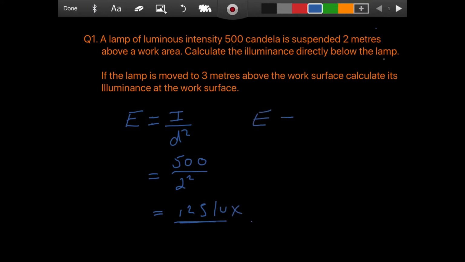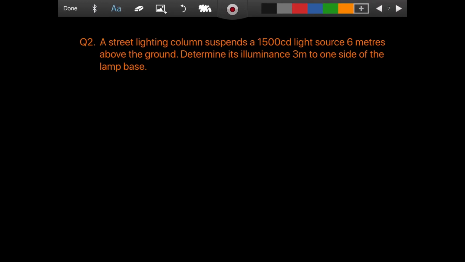And the second part of the question, exactly the same formula, only this time the distance changes, so it's still 500 divided by the distance squared. This time it's 3 meters, so it's 3 squared, and the answer is 55.5 lux.